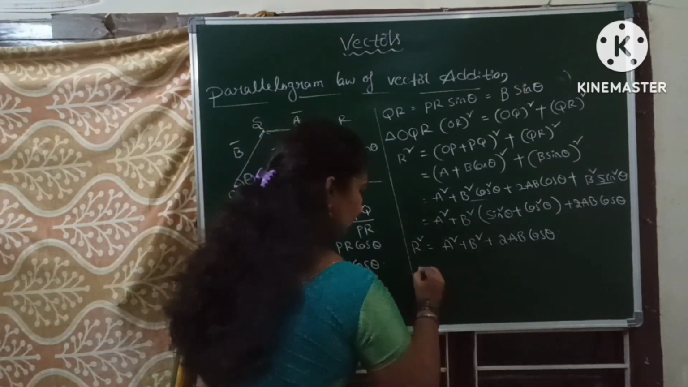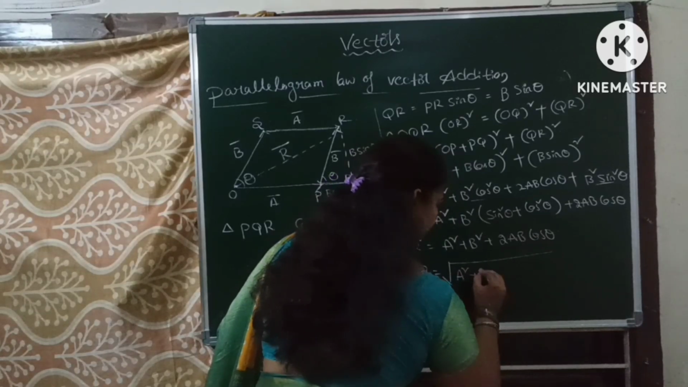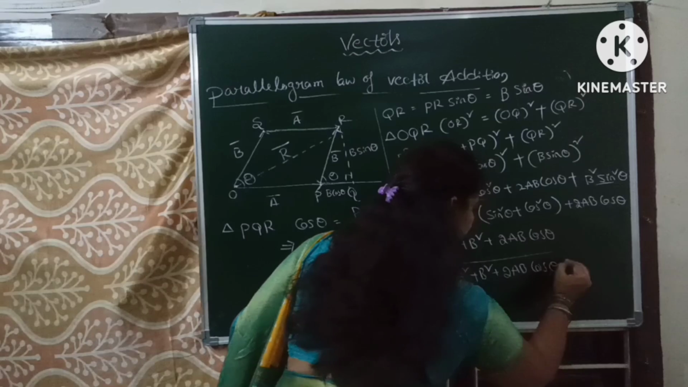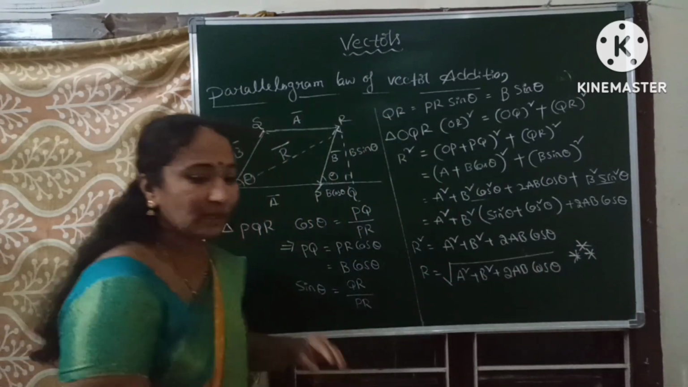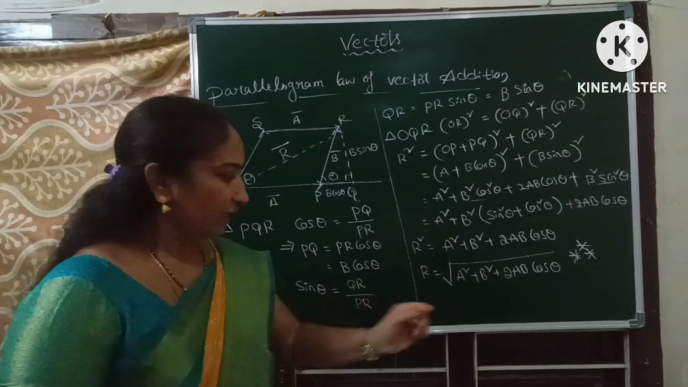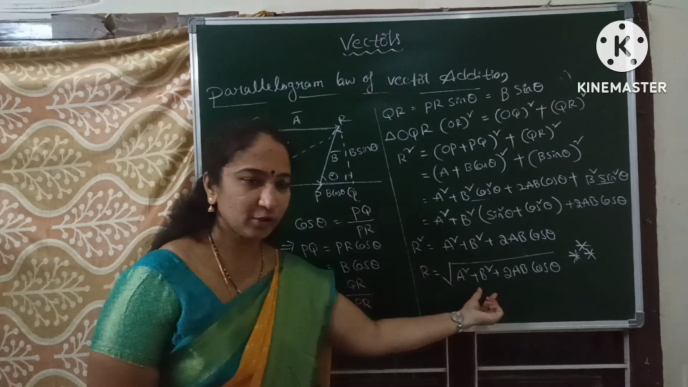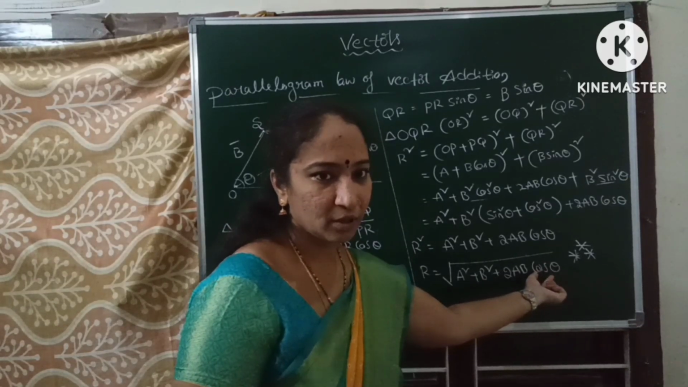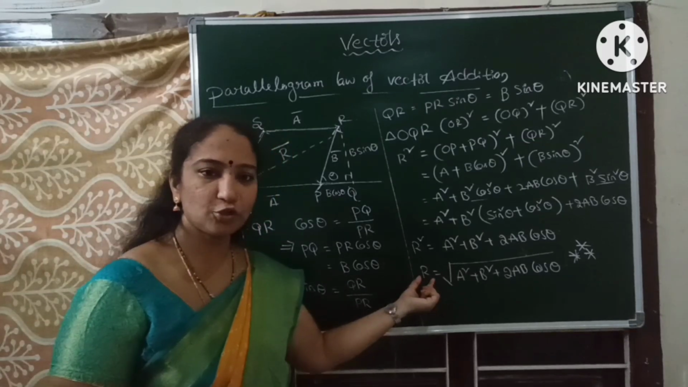So from this, if we calculate R, the square becomes root, that is square root of A square plus B square plus 2AB cos theta. This is the standard formula and a very important formula to calculate magnitude. Here they will give the magnitude of A, the magnitude of B, including the angle in between the two vectors. You can substitute all the values with the square root and you will get the magnitude R value.